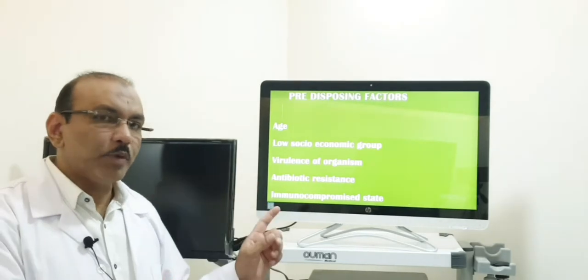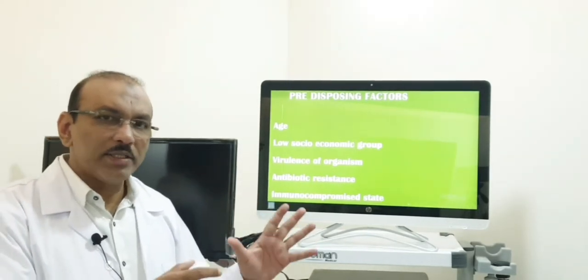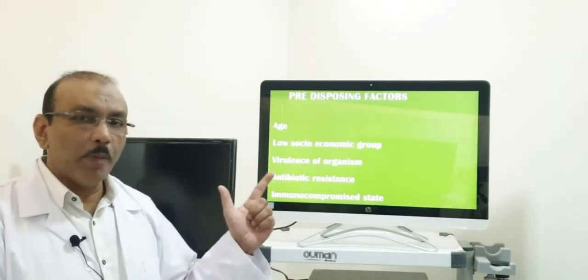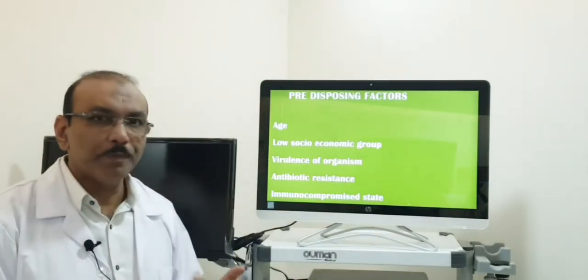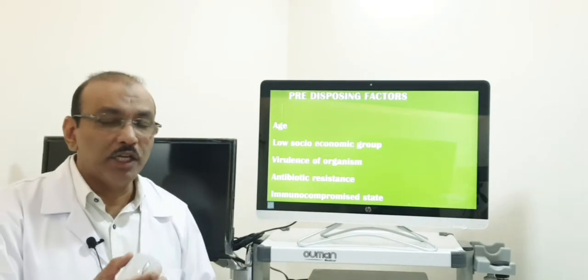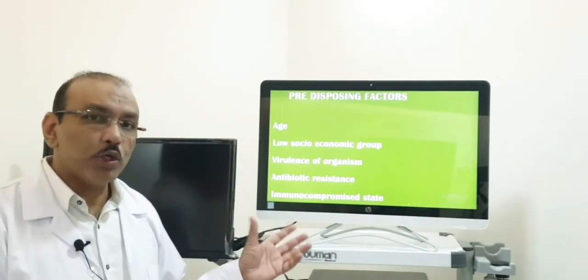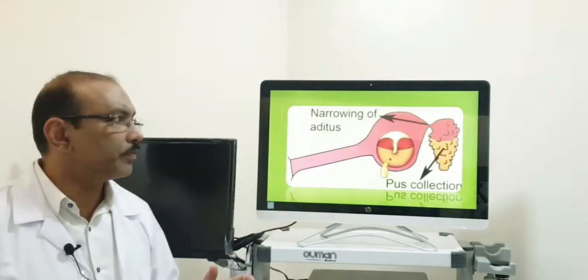So, what are the predisposing factors? It's common in some conditions. It's common when the age is less. Second, it's common in the low socioeconomic group, when the virulence of the bacteria is more and resistance to the bacteria is there, and also in immunocompromised patients.